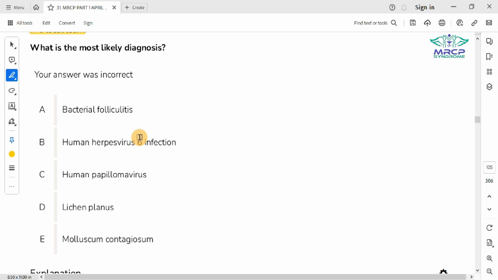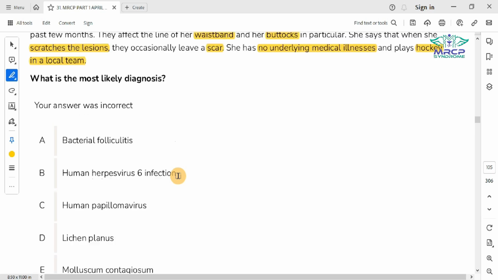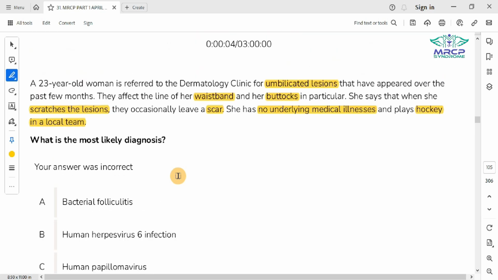What is the most likely diagnosis? Bacterial folliculitis, human herpes virus infection, human papilloma virus, lichen planus, molluscum contagiosum. A 20-year-old woman is referred to the dermatology clinic for umbilicated lesions that have appeared over the past few months. They affect the line of her wristband and her buttocks in particular. She says that when she scratches the lesions, they occasionally leave a scar. She has no underlying medical illness and plays hockey in a local team. What is the most likely diagnosis?